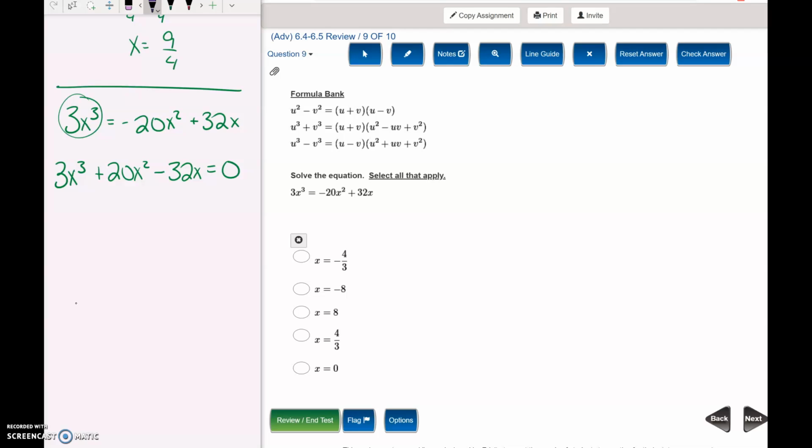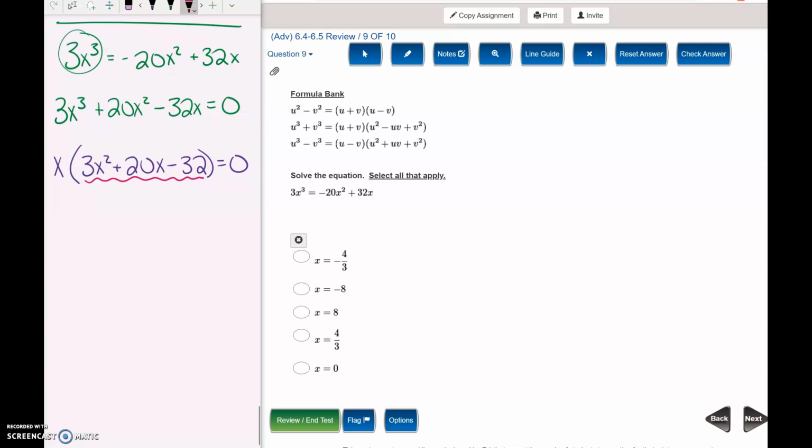What do these three terms have in common? We can divide all of these terms not by 3, unfortunately, but we can divide all of them by an x. So we're going to pull an x out of all of them. Now we need to factor the trinomial inside the parentheses. We do have to multiply 3 times negative 32. So we're looking for two numbers that multiply to give us negative 96. Those same numbers have to add up to 20.